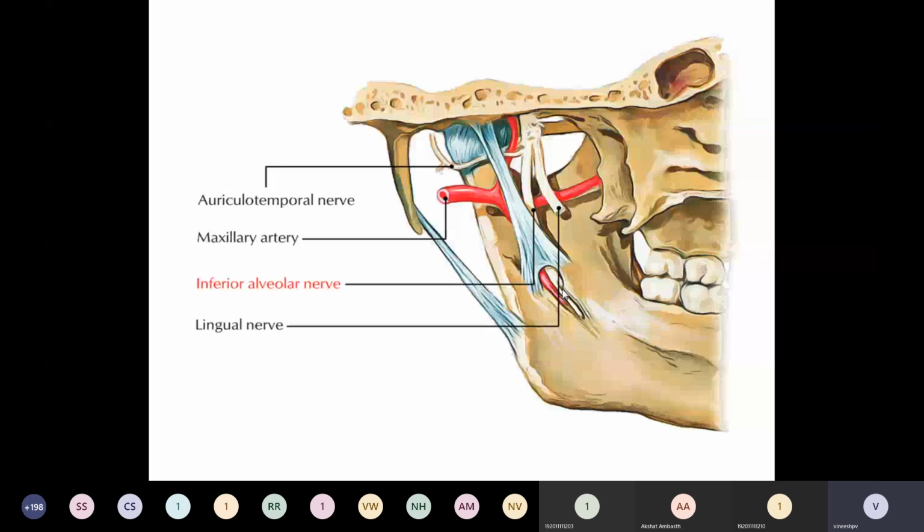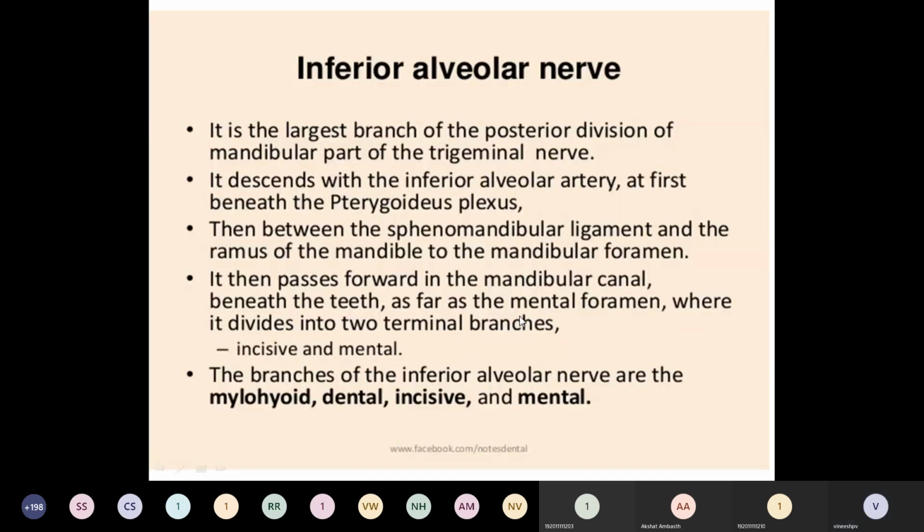Then it enters this foramen. You studied the mandible; this foramen is known as the mandibular foramen. The inferior alveolar nerve enters this mandibular foramen, then it runs within the mandible. Okay. So it passes between the sphenomandibular ligament and the ramus of the mandible to enter the mandibular foramen.